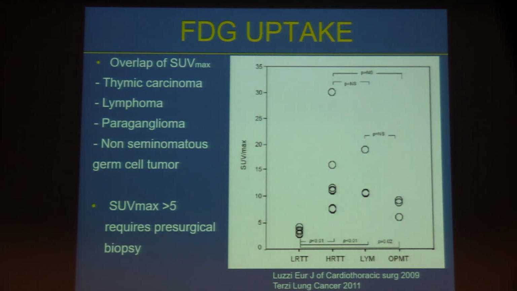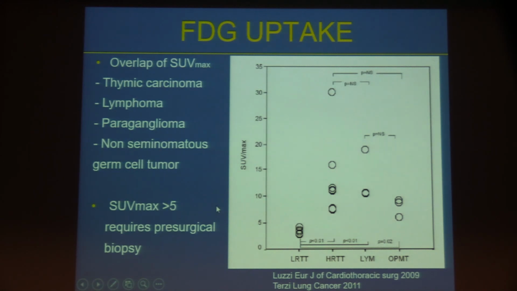The other thing that's not very helpful is the FDG uptake, because these other malignancies in the anteromediastinum, whether we're dealing with lymphoma, thymic carcinoma, paraganglioma, non-seminomas, germ cell tumors, they all have a high FDG activity. It's not going to help us distinguish between all of them.